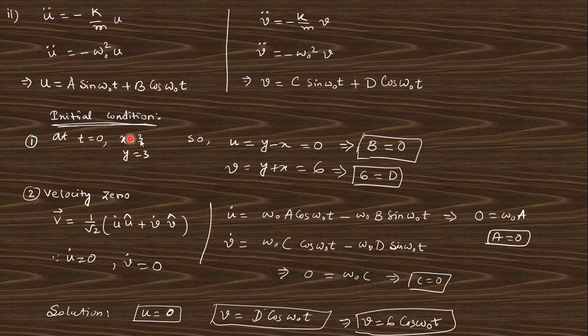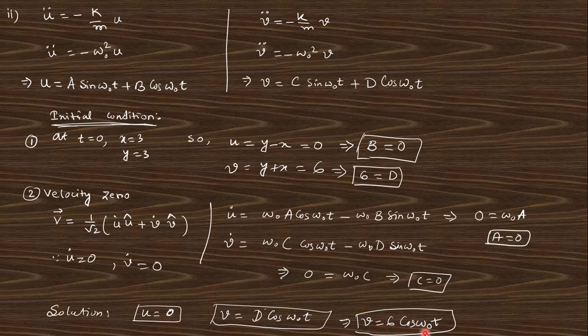And using this boundary condition, you will get the values of these constants a, b and c, d. B will be 0, d will be 6, and here a will be 0, c will be 0. So finally you get u equals 0, since a and b both are 0, and here c is 0 and d is 6.